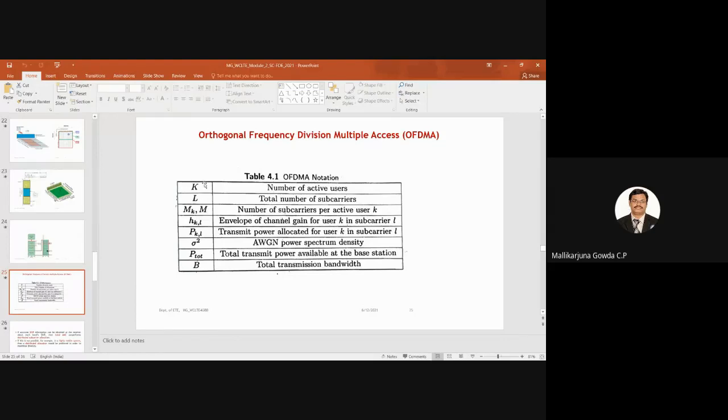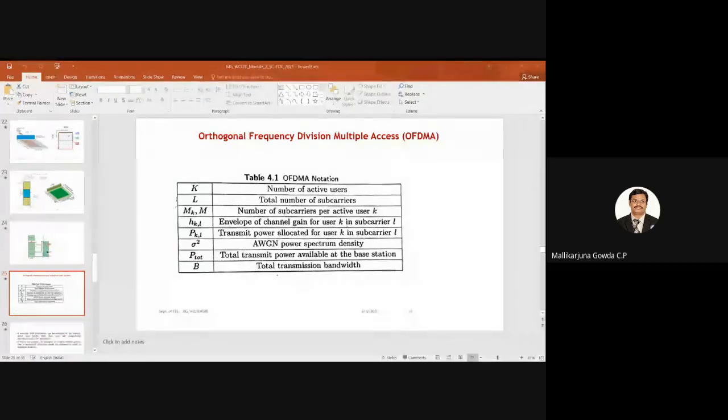The number of active users we denote by K. The total number of subcarriers is denoted by capital L. Then M suffix K represents the number of subcarriers per active user K. This is the channel gain, and this is the transmit power allocated to user K in the subcarrier L. This is the additive white Gaussian noise power spectral density, this is the total transmit power available at the base station, P_TOT, and this is the total transmission bandwidth.